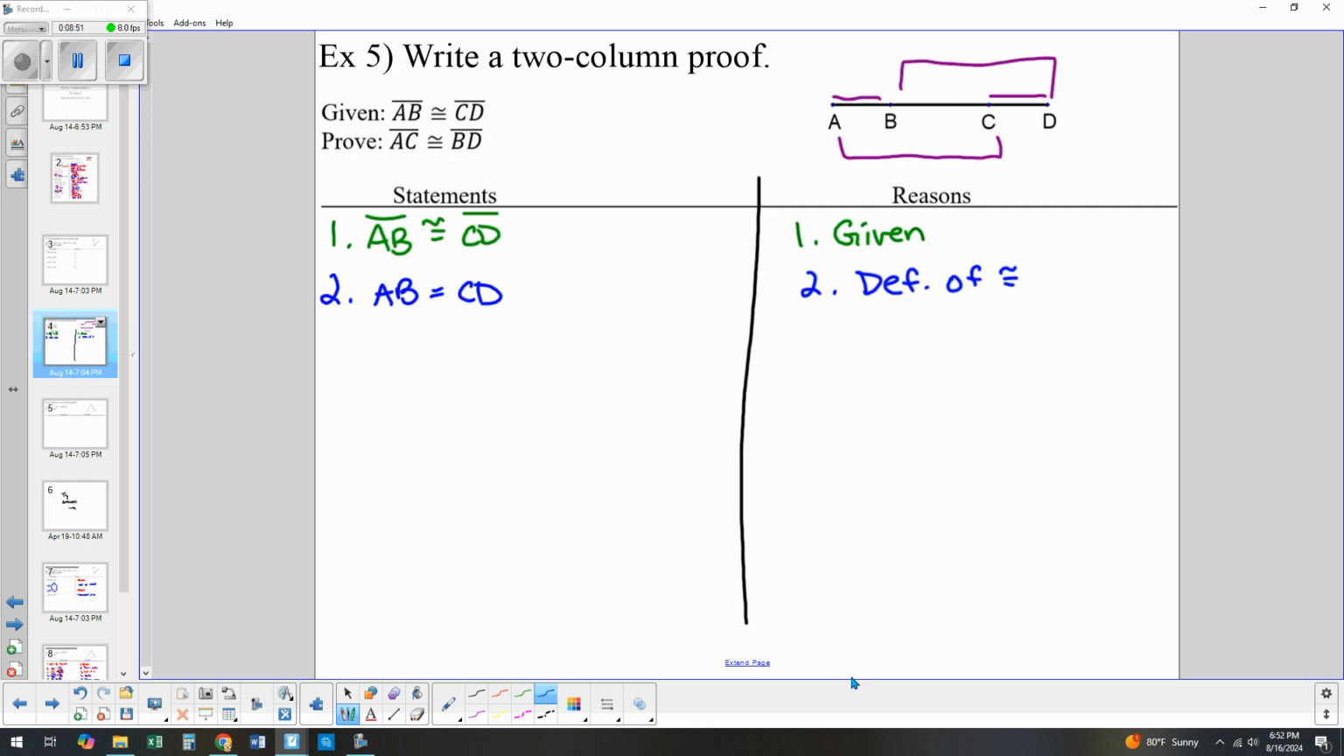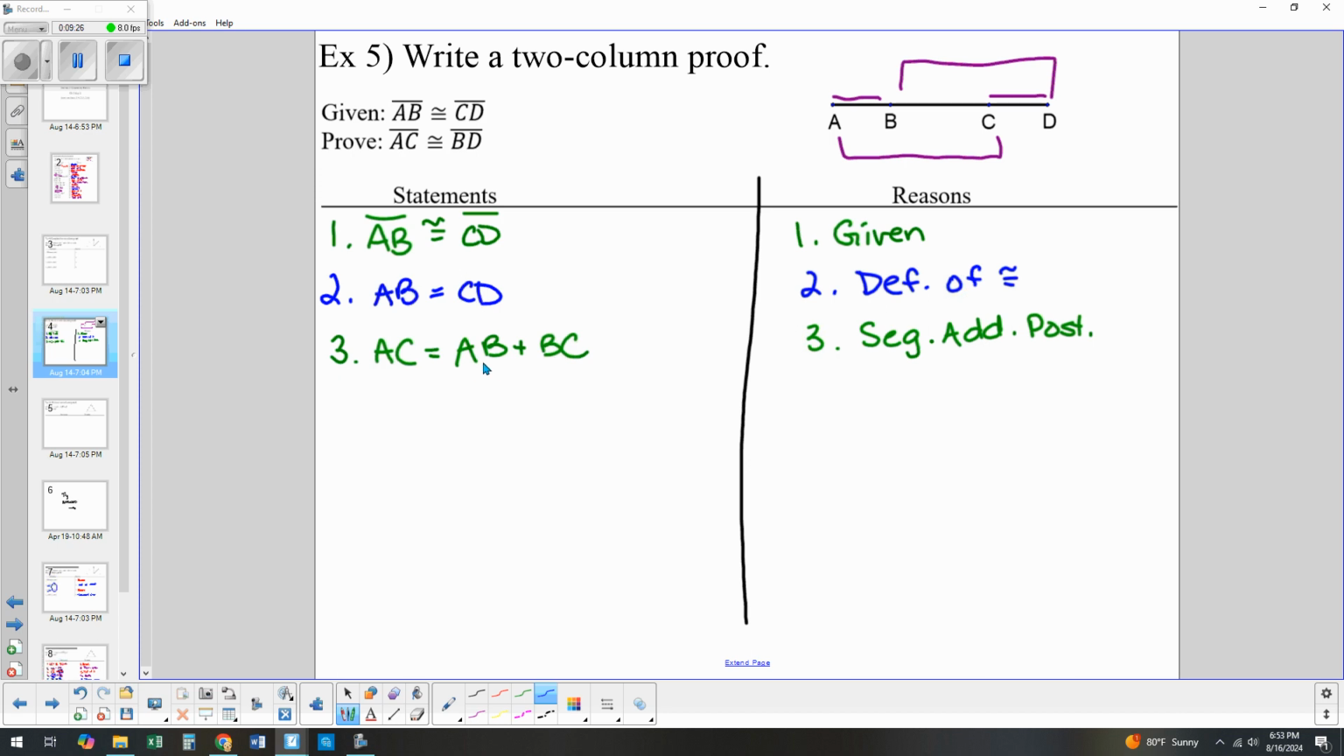And now I'm kind of stuck, right? I can't go any further with AB equals CD, so I'm going to have to introduce some new information to the problem. So I'm going to introduce segment AC is equal to the 2 parts that make up segment AC. That's AB and BC. Segment addition postulate.